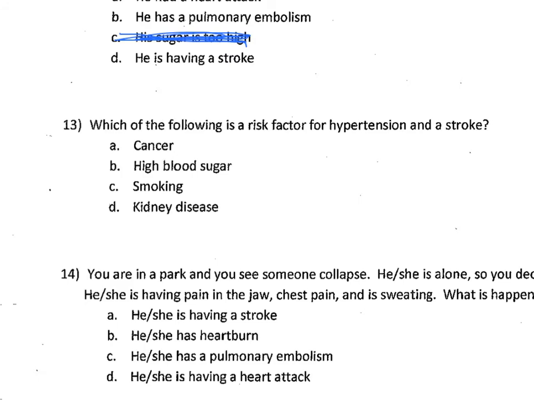Number 13. Which of the following is a risk factor of hypertension and a stroke? Is it A, cancer, B, high blood sugar, C, smoking, or D, kidney disease?